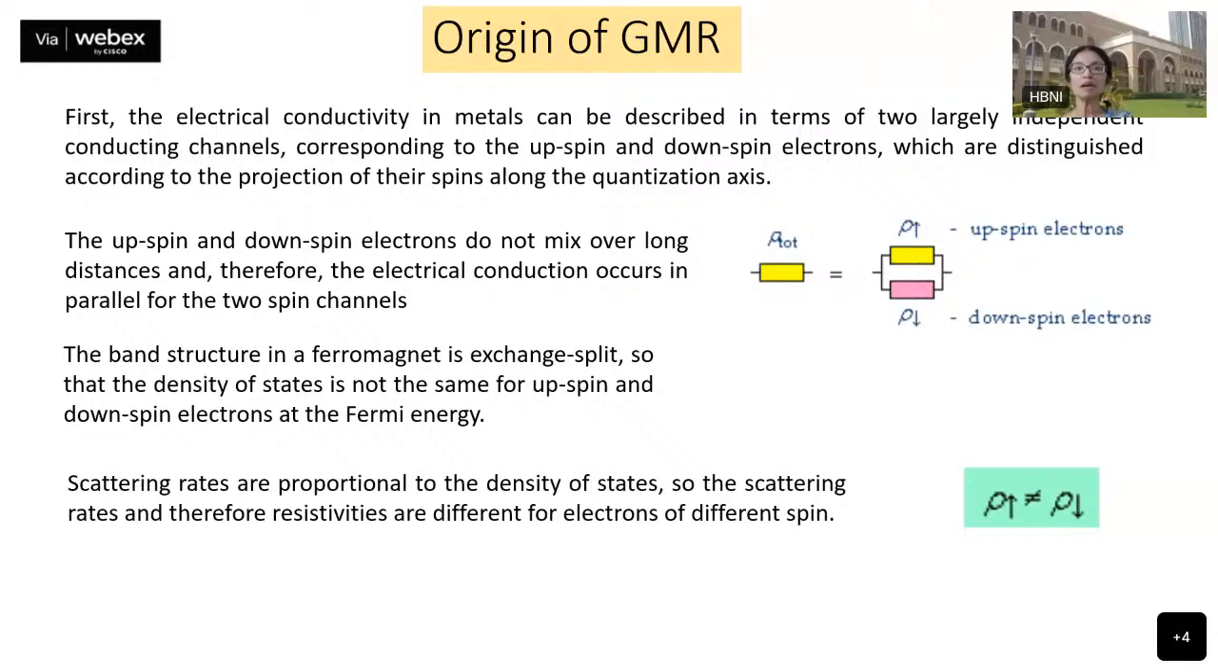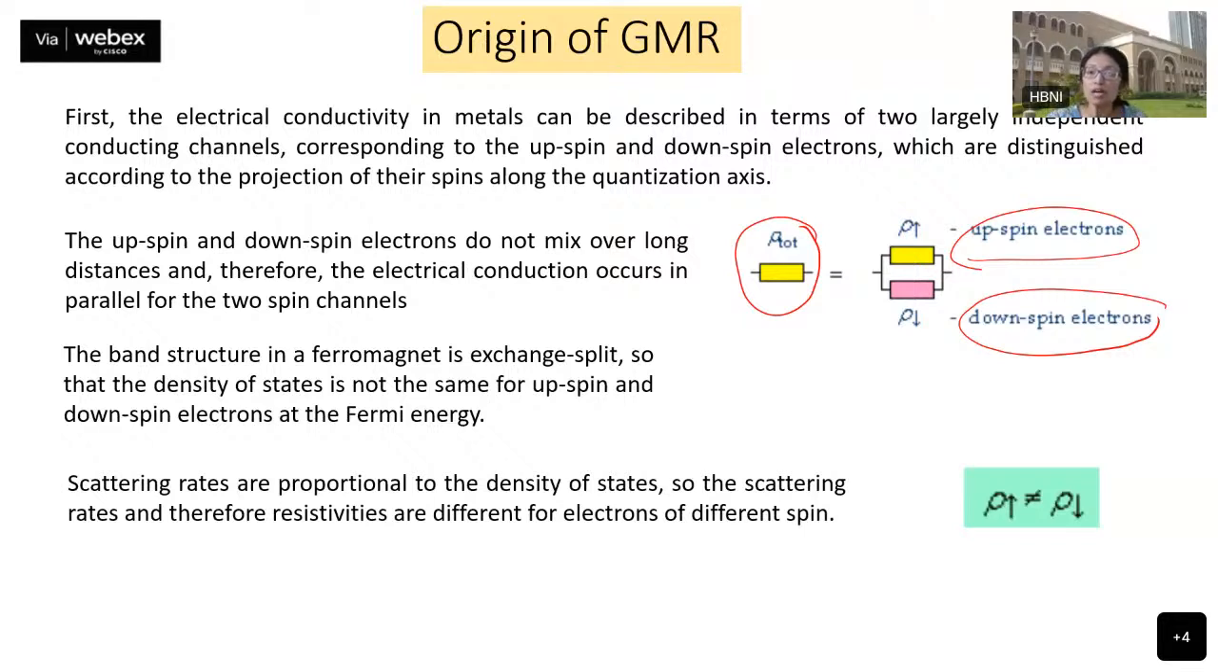And this is generally given by the projection of their spins along the quantization axis. So this upspin and downspin, you have to remember, they don't mix over long distances. Therefore, the electric conduction occurs in parallel for the two spin channels. So the total electrical conductivity is a summation of the conduction of the upspin electrons and the downspin electrons, and they are not mixing with each other. For a very long distance, these two channels stay separate.